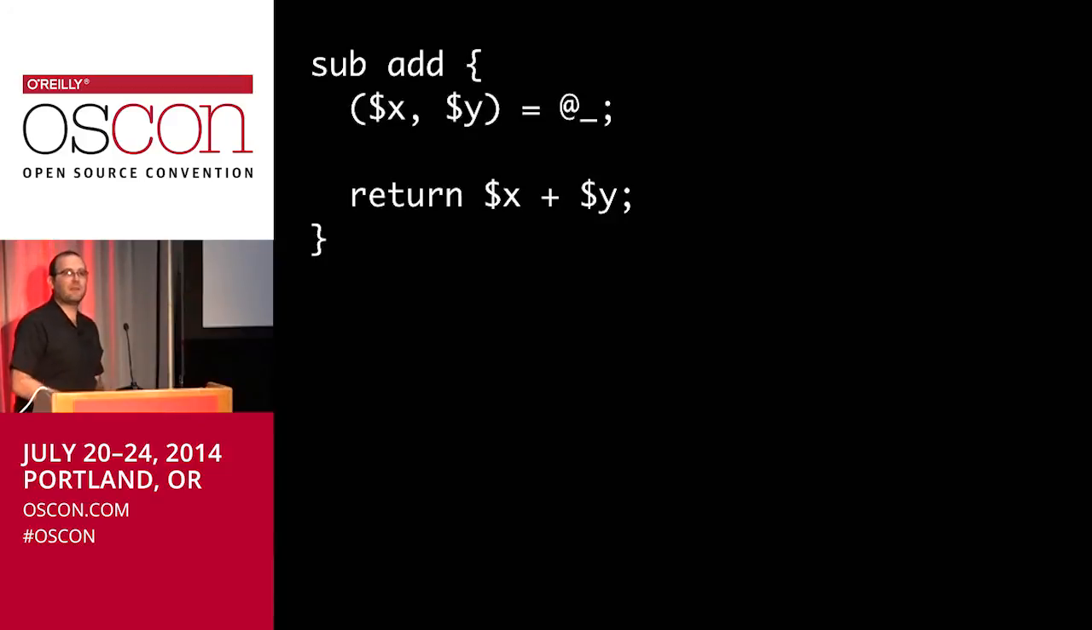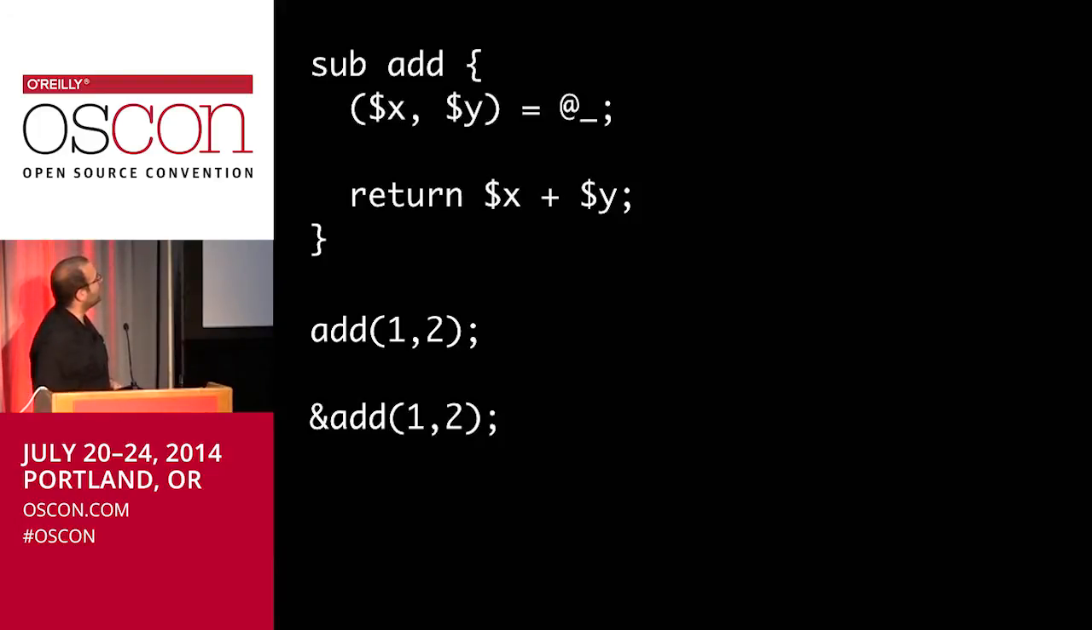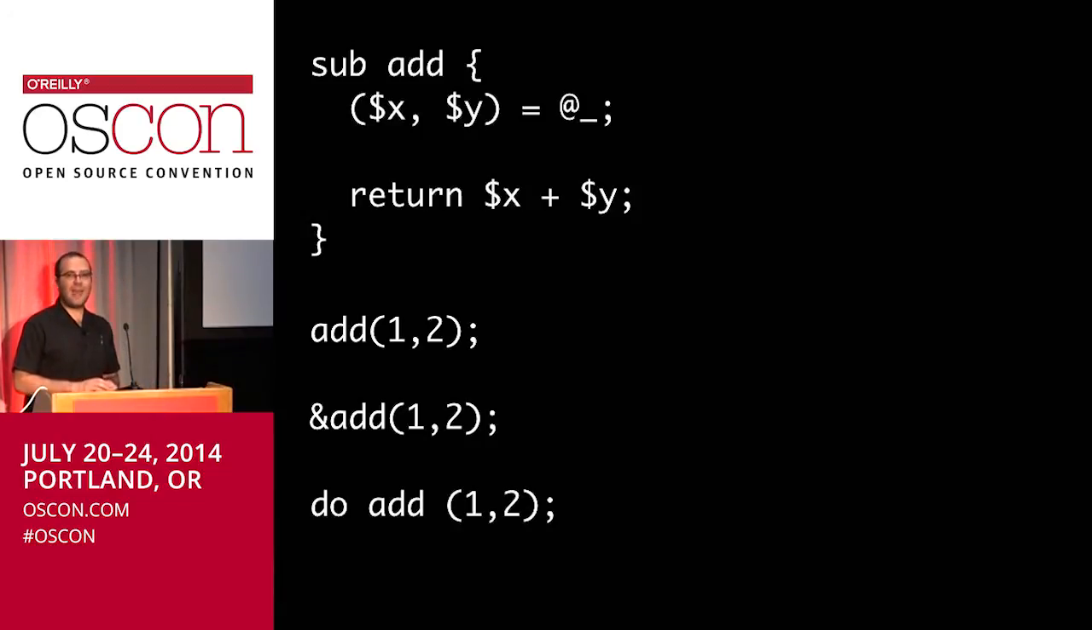If you wanted to call that subroutine, you are beset on all sides by options. There are many ways to do it. You could call it like this. You could call it like that. There's a go-to form that I did not put on my slide. Or you could write this: do add followed by a list. Who still uses the do subroutine form? Good, because we got rid of it.